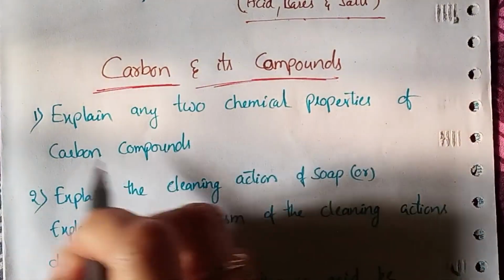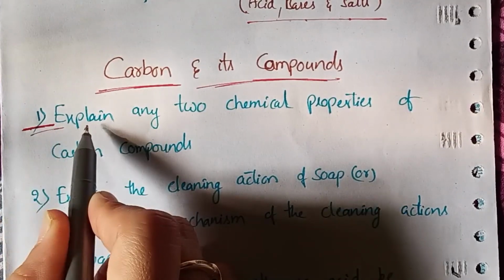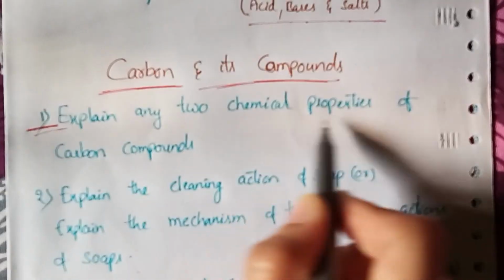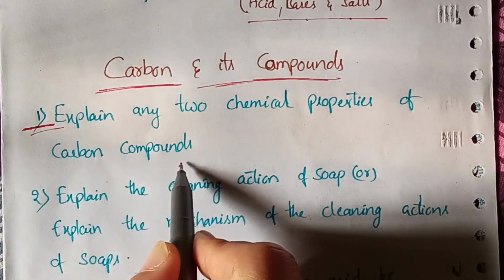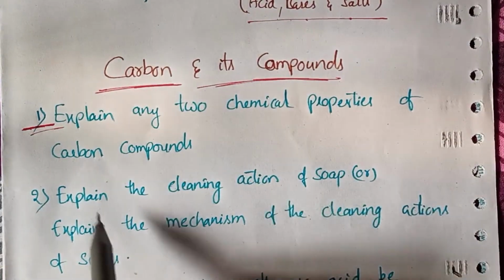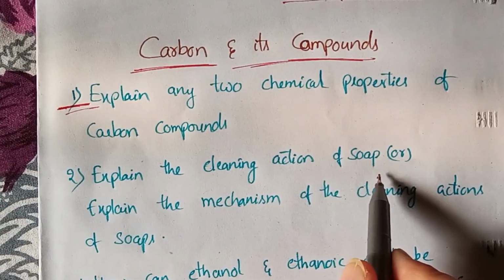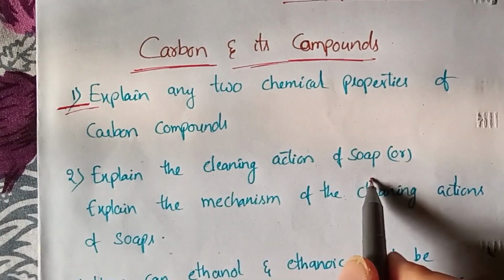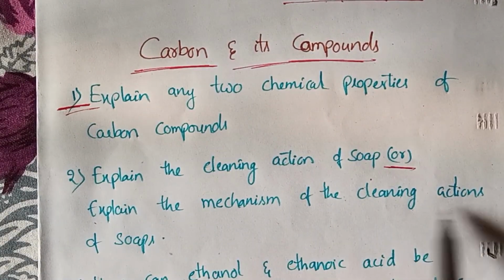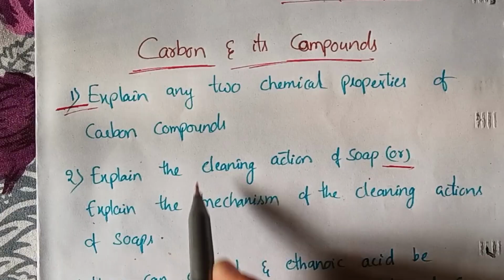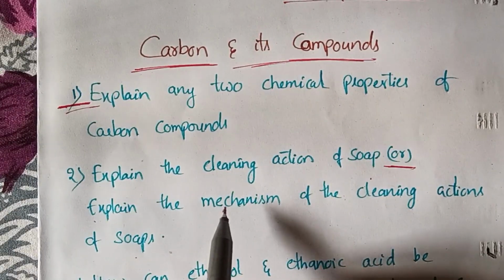Okay, so from this chapter, the 8 marks questions are: first question, explain any two chemical properties of carbon compounds. Next, second question, explain the cleaning action of soap. They will ask you this question, or explain the mechanism of the cleaning action of soap. These two questions look like separate questions, but the answer is the same.